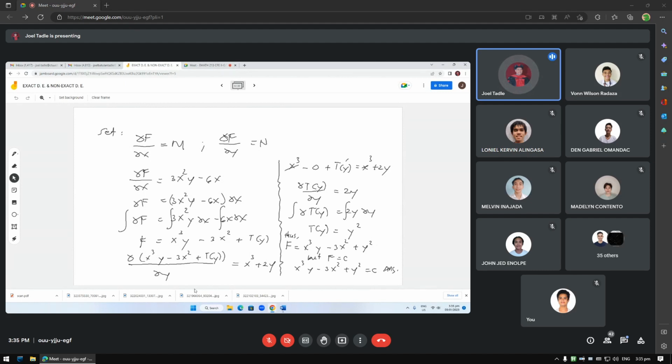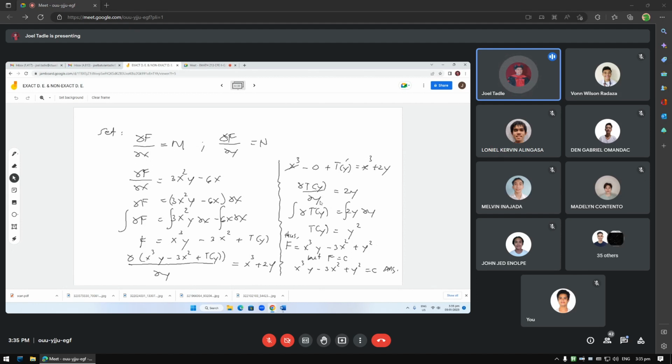Then atong i-differentiate pagbalik. So with respect to y gani, ang x variable is considered na ang constant. So sa first term, the answer is x cubed. Sa second term, 3x squared man ni siya. This is considered constant, so the derivative of constant is 0. Then there is a third term. Partial derivative of t of y with respect to y is t of y prime. Then equal to x cubed plus 2y. So partial derivative of t of y with respect to y is equal to 2y.